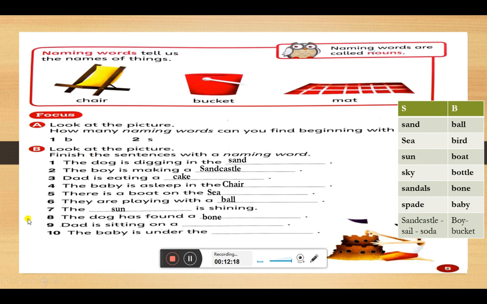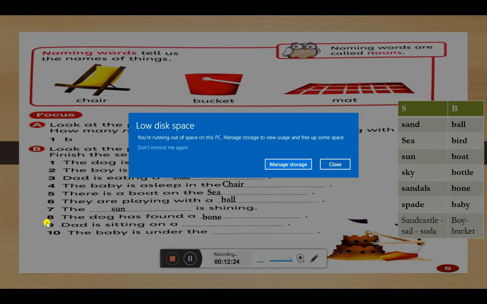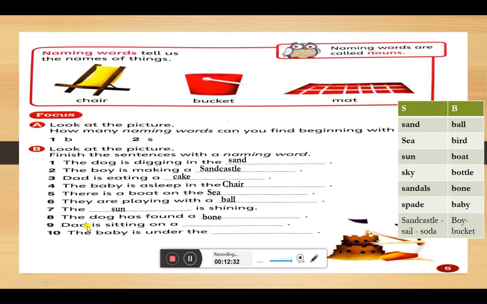Number 9, Dad is sitting on a, it's a word from the pictures that we have here. So, Dad is sitting on a mat. Very good. The baby is under the umbrella. That's great. Thank you, all of you.